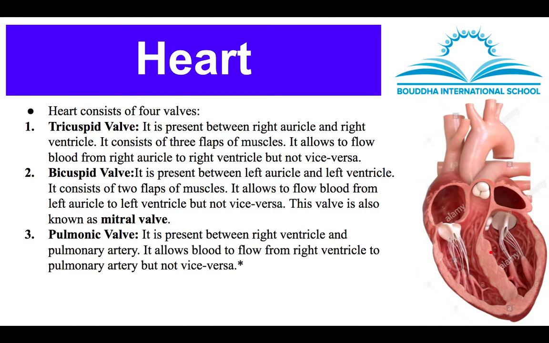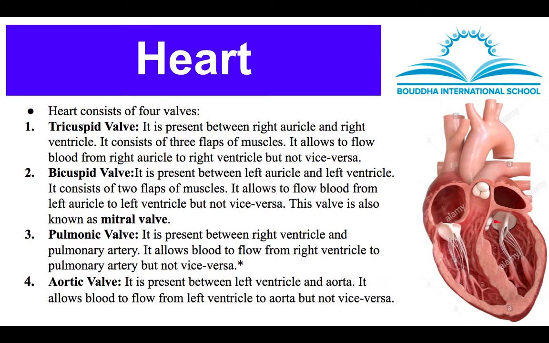We have the pulmonic valve. This is the pulmonic valve, and it is present in the pulmonary artery. This is the pulmonary artery, and this is the continuous part of the right ventricle. So it is present between the right ventricle and the pulmonary artery. And what does it do? It allows the blood to flow from the right ventricle to the pulmonary artery, but from the pulmonary artery the blood cannot flow back. So all the valves have only one-way access.